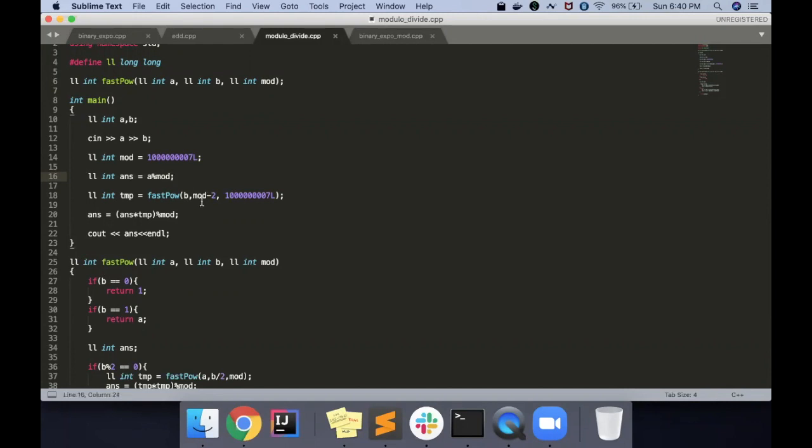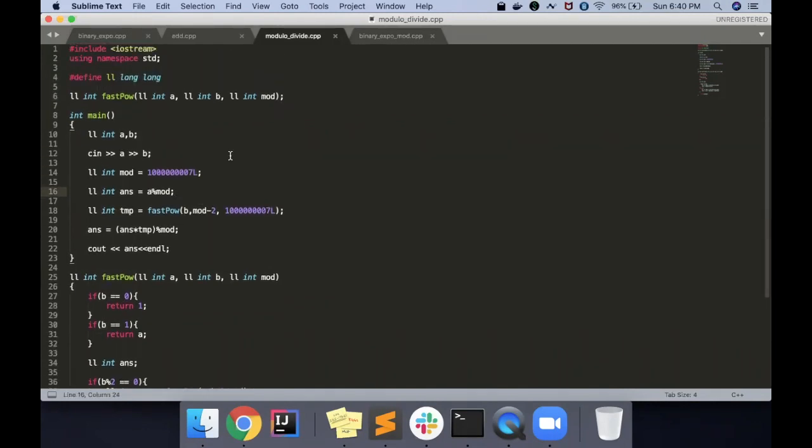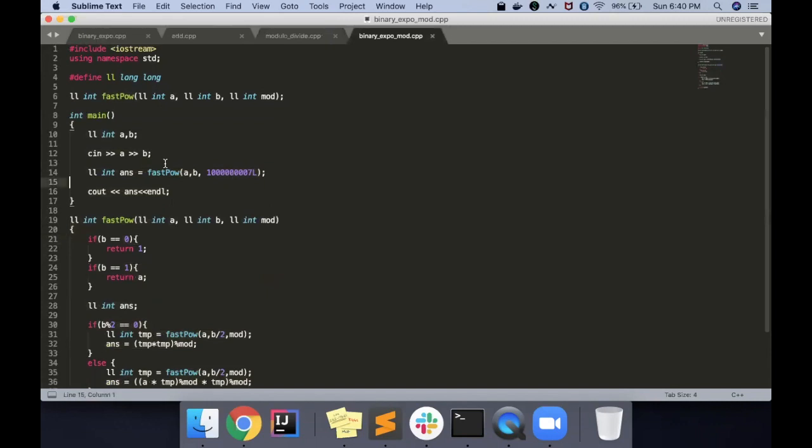Sorry, I missed opening the code. This is the code we are discussing. You simply need to print A ki power B. So what you have to do is call fast power, with the same function, and I'm just sending the mod over here.